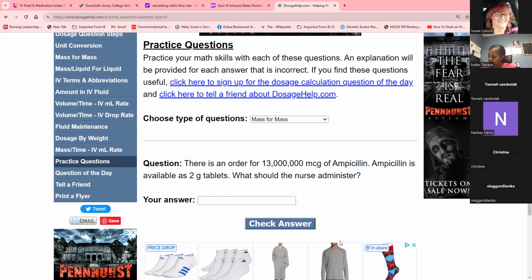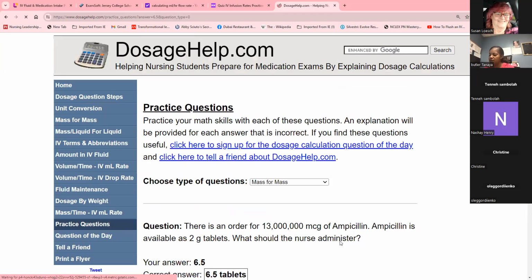Which you're going to end up with an answer of 6 point something, right? Because 13 divided by 2, 2 will go in there about 6 and some change, right? You don't even need a calculator for that. You round up to 7.